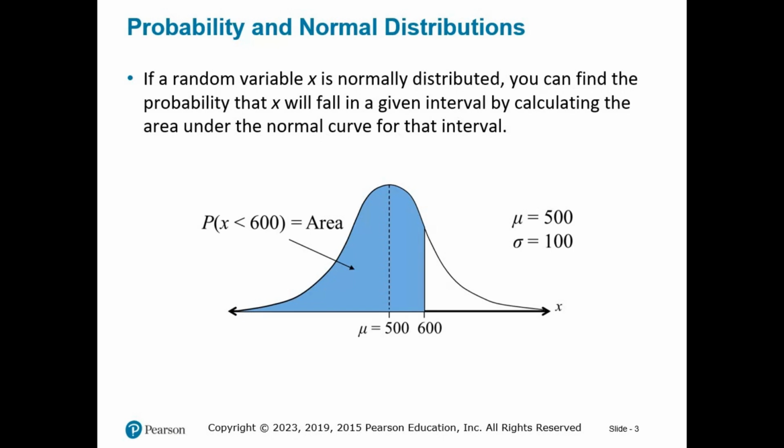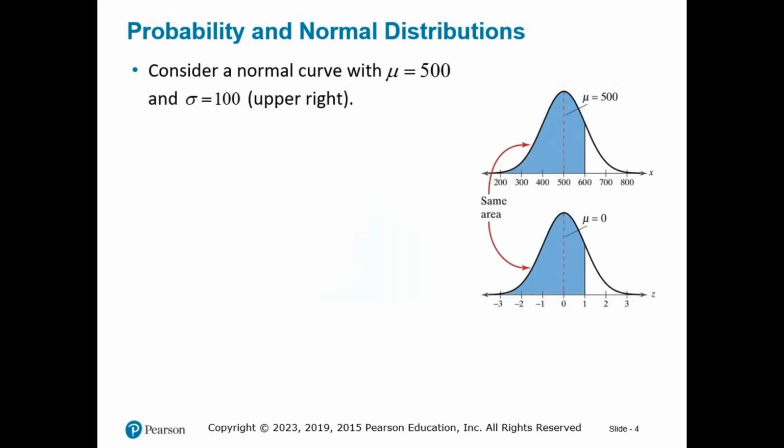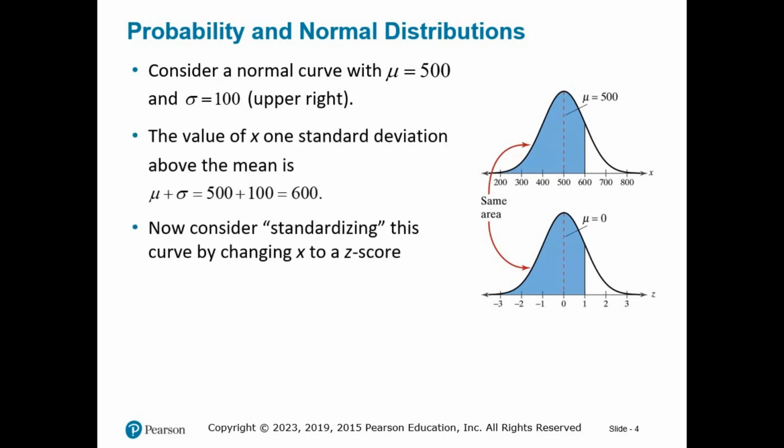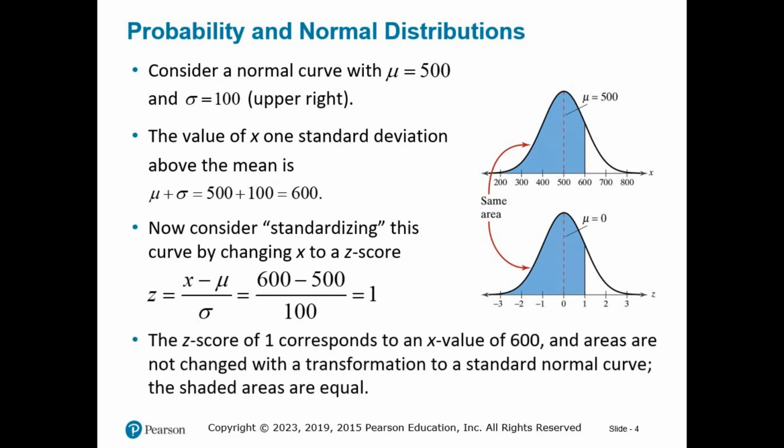Let's compare a normal distribution to its associated standard normal distribution with z-scores and a mean of 0 and a standard deviation of 1. So we have this original curve with a mean of 500 and a standard deviation of 100, and we're looking at the probability of a value x being below 600. Using the standardizing formula z equals x minus mean divided by standard deviation, we would have 600 minus 500, which gives us 100, divided by the standard deviation of 100, which gives us 1. That would mean we have a z-score of 1.